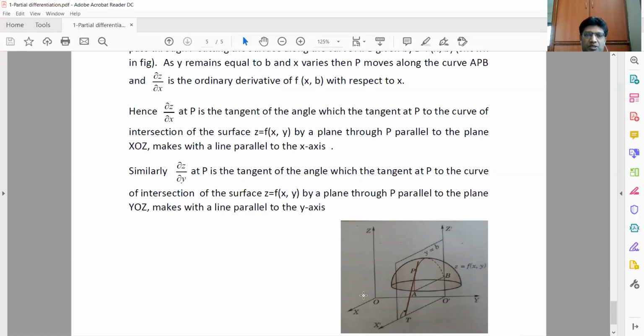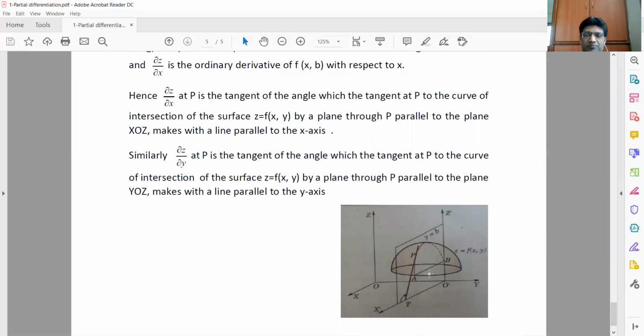So similarly ∂z/∂y. It is very simple here. This is a surface. We are taking a plane parallel to this XOZ plane, and this is cutting this surface. Therefore, we are going to get APB, this curve. So on this curve, y is fixed and only x varies. So that is what ∂z/∂x is. So at this point, if you take a tangent, the slope of this is nothing but ∂z/∂x. I hope you understood this.